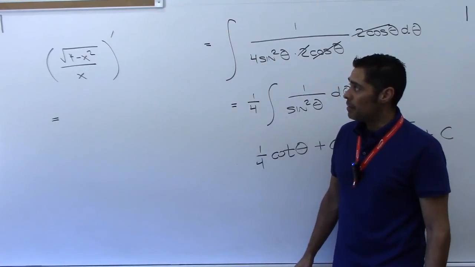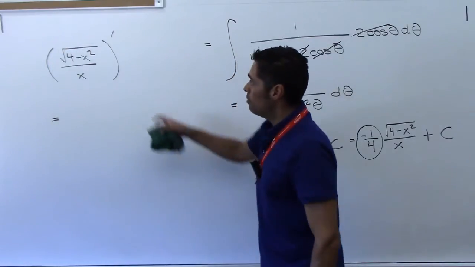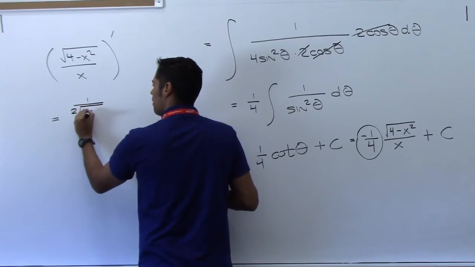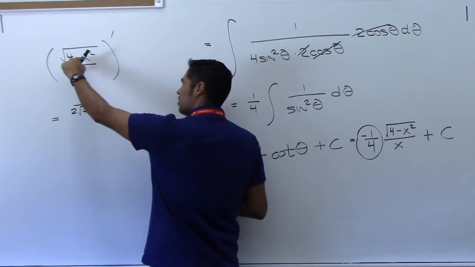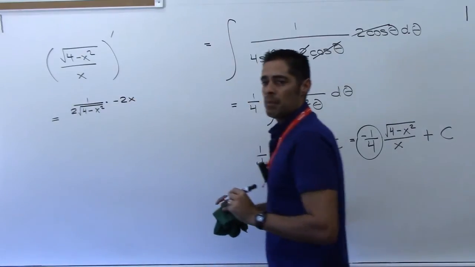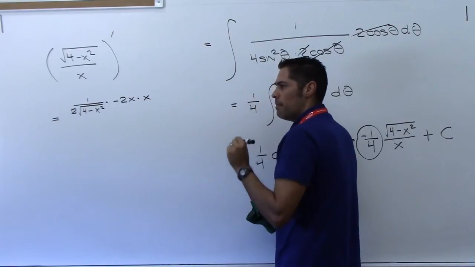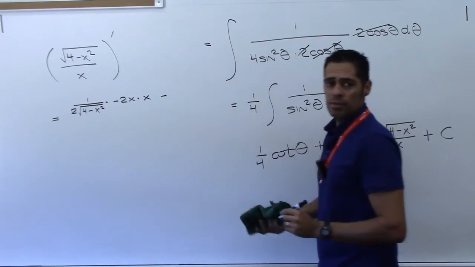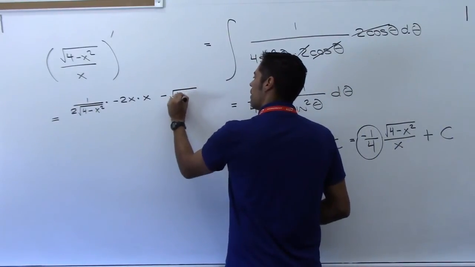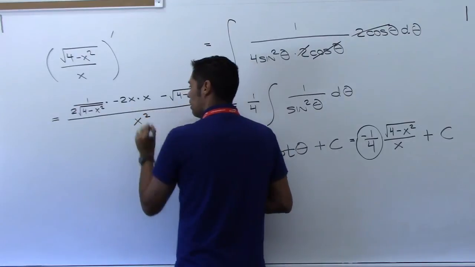The derivative of the top comes first. The derivative of the square root of something is 1 over 2 times the square root of that something. But because there's something inside of it, I have to do chain rule, which means the derivative of the inside, which is negative 2x. That's the derivative of the top. Times the bottom, then minus the derivative of the bottom, which is 1, times the top, which is this. All of this over the bottom squared.